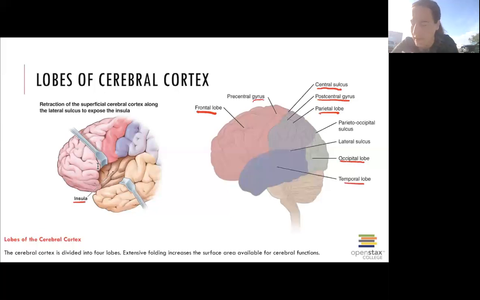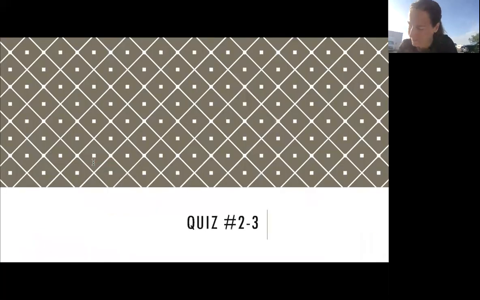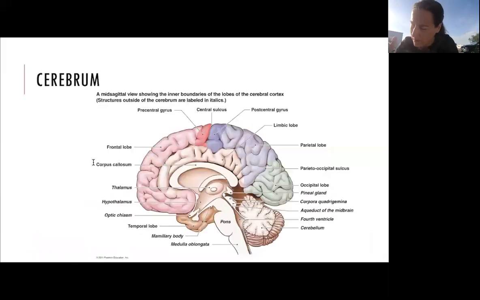So if you separated out the lobes in between where the parietal and the temporal are, if you opened that up and split it up, you would see the insula in there. So other structures. We were separating out that frontal lobe from the parietal lobe. And we had the central sulcus that does that. That's going to split frontal and parietal.